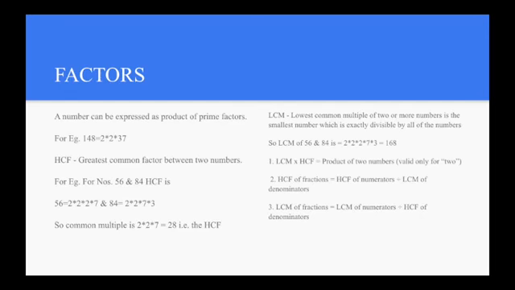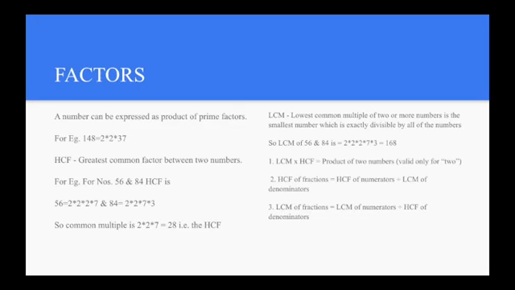Now the common factors of the two products are taken, which come to be 2 into 2 into 7, that is 28. So 28 is the number which will actually divide both 56 and 84, and it is the highest possible number which will divide them.